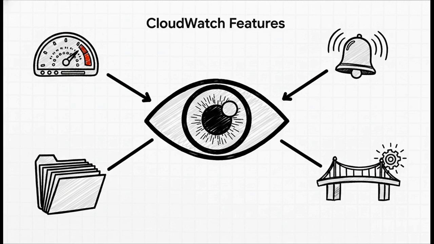Next are alarms. Think of a CloudWatch alarm kind of like a fire alarm in your Lagos office. When a specific metric hits a danger zone, the alarm triggers an automatic response to fix it. Pretty cool, right? CloudWatch also handles logs, which gives you centralized storage for all your system records, and it integrates seamlessly with EventBridge to react to real-time system events.